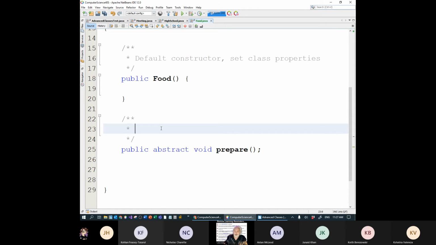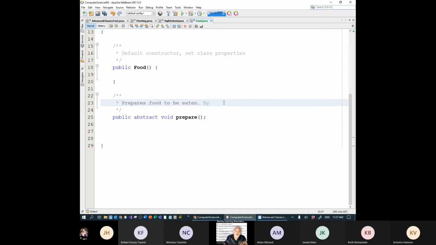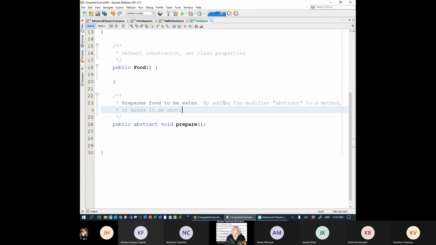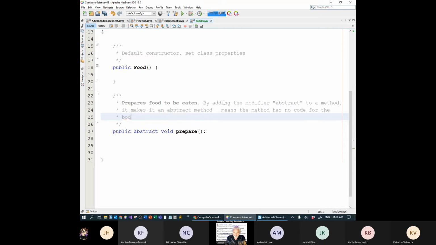So first of all, what is this method prepare? The method prepare prepares food to be eaten. That's what it does. But let's add a little more to explain what's going on in our notes, so to speak. By adding the modifier abstract to a method, it makes it an abstract method. It means the method has no code for the body. And I'm just going to put in brackets also, no curly brackets.